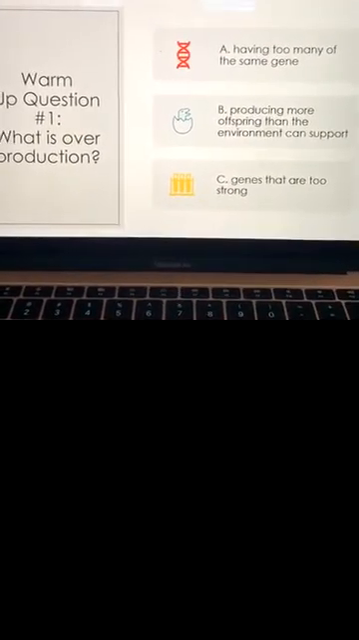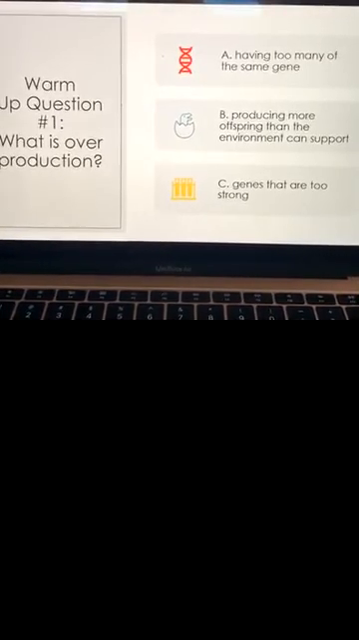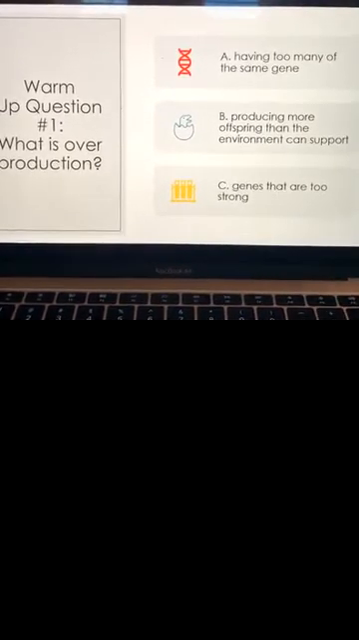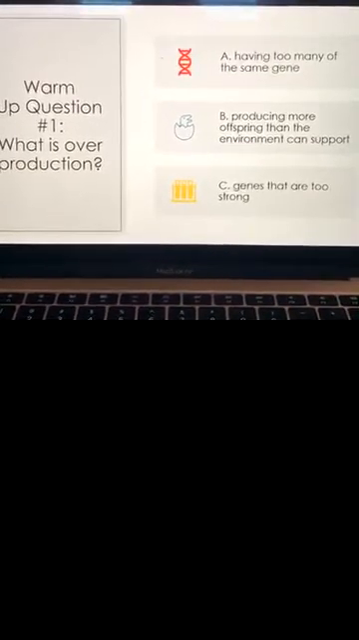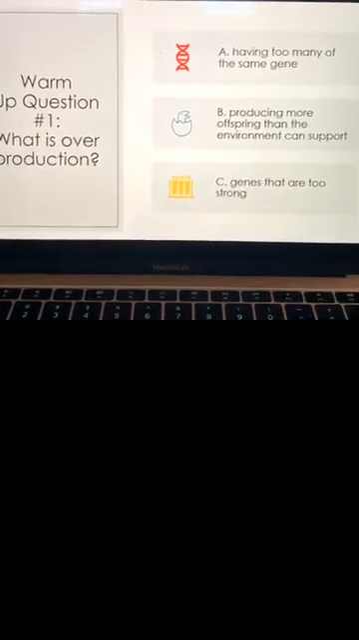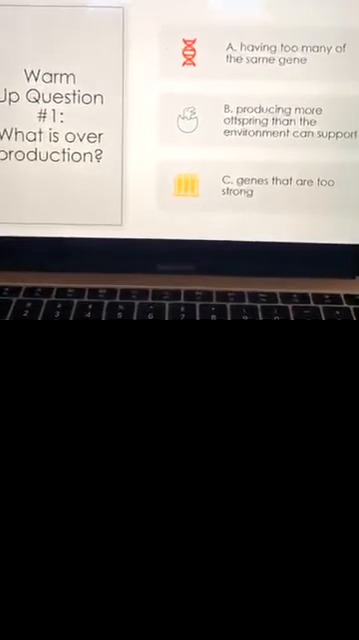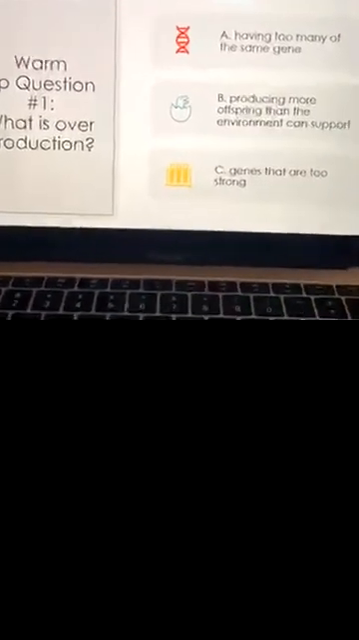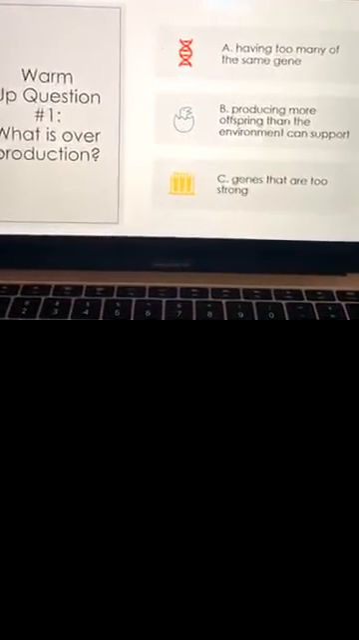All right, so where did you get the answer for warm-up question 1 from? Oh, you don't have to tell me the page. I'm just asking where did you get it from? Oh, I got it from the text. Great, beautiful. So for those of y'all who needed help with this question, it was in the article. Most of you all had it right. But again, overproduction is making more babies than the environment can support.